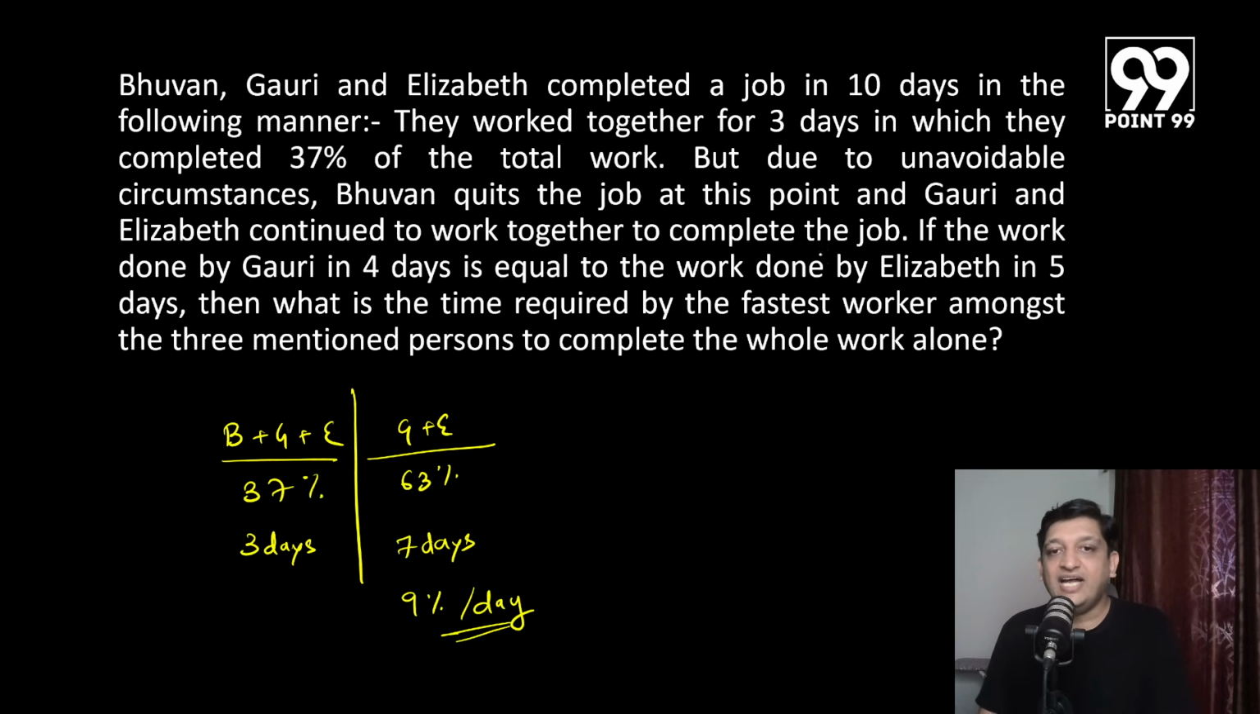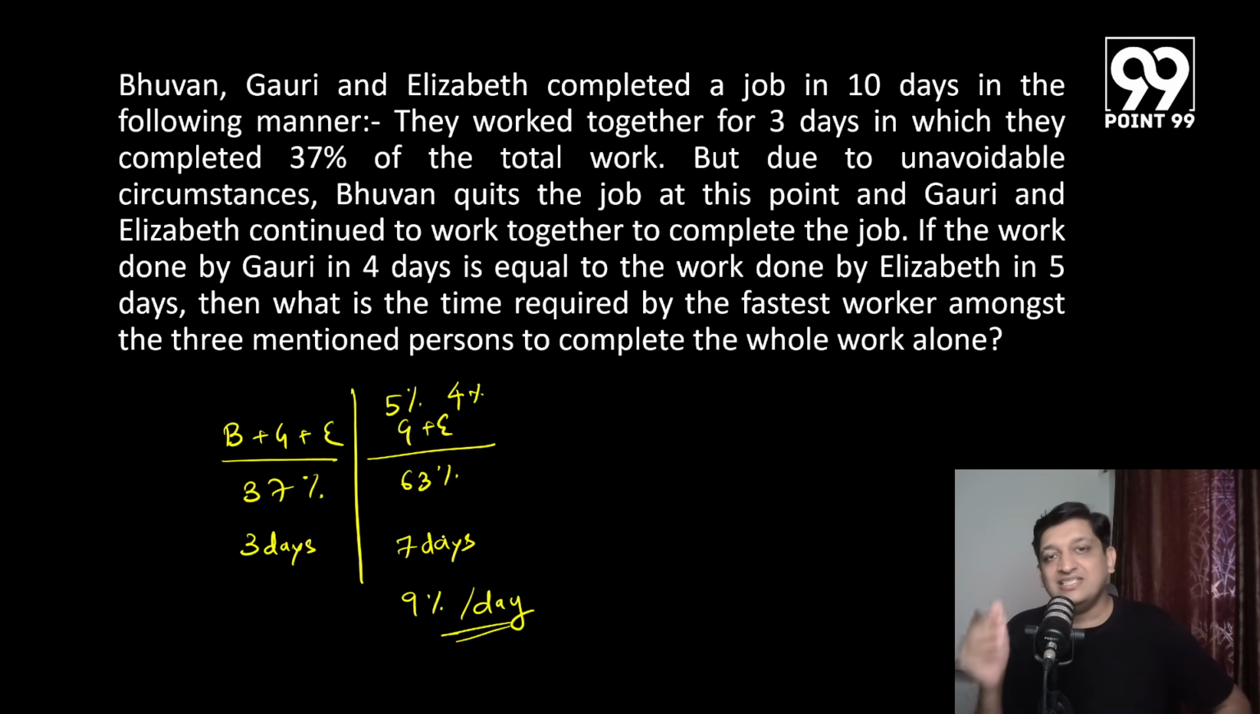We also know that the work done by Gauri in 4 days is equal to the work done by Elizabeth in 5 days, which basically means that Gauri is more efficient, right? So for every 5 units of work done by Gauri, 4 units of work will be done by Elizabeth. So if 9% of work is done in a day, can we say that Gauri would do 5% of the work every day and Elizabeth would do 4% every day?